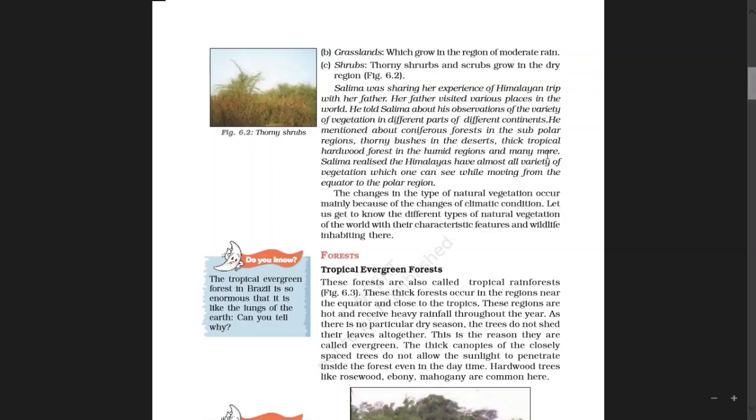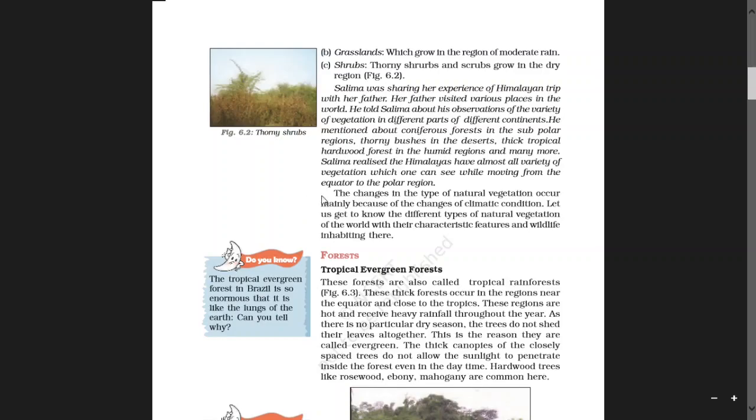Salima realized that the Himalayas have almost all the varieties of vegetation which one can see while moving from the equator to the polar regions, towards the pole. So Salima understood that the Himalayas have almost all different types of vegetation.